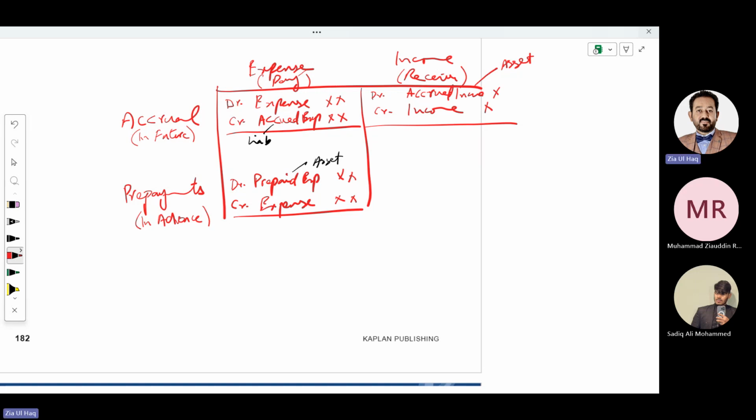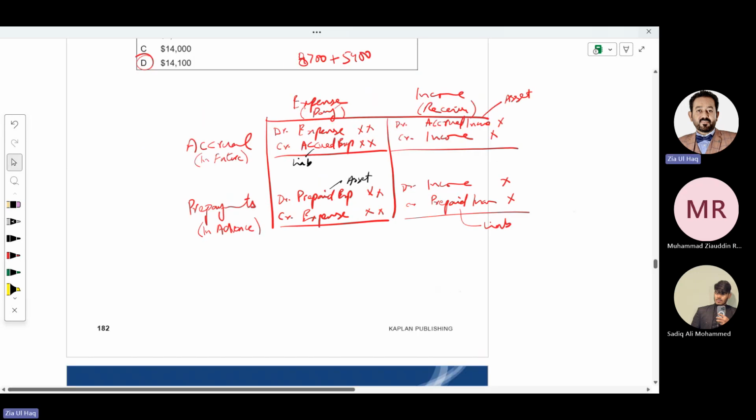What is prepaid income? In advance income means we receive in advance. If we receive in advance, this means we need to provide a service in future. So what could be debit? Debit income and credit prepaid income, because it's due from us. It's our liability. So this chapter is completed now.